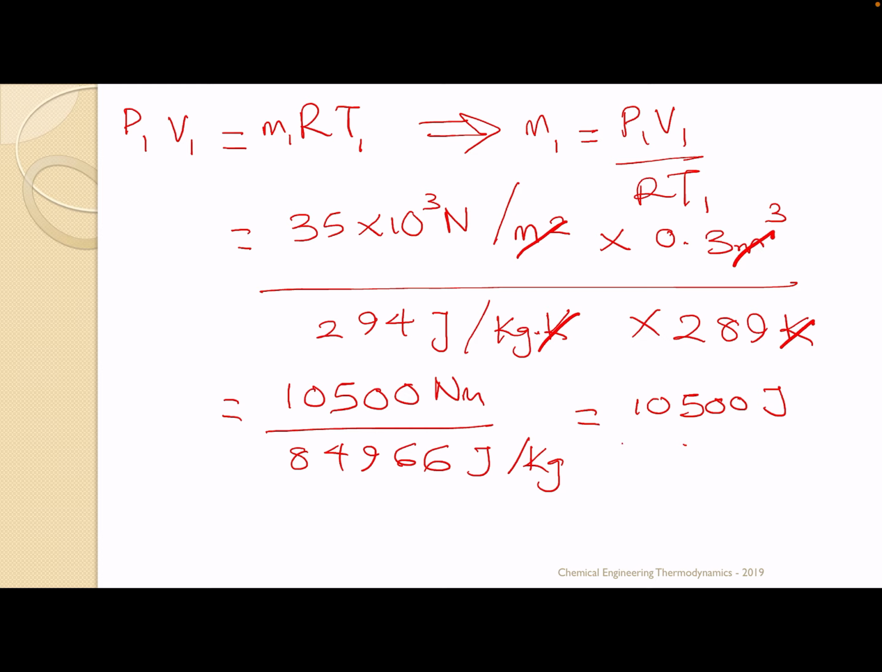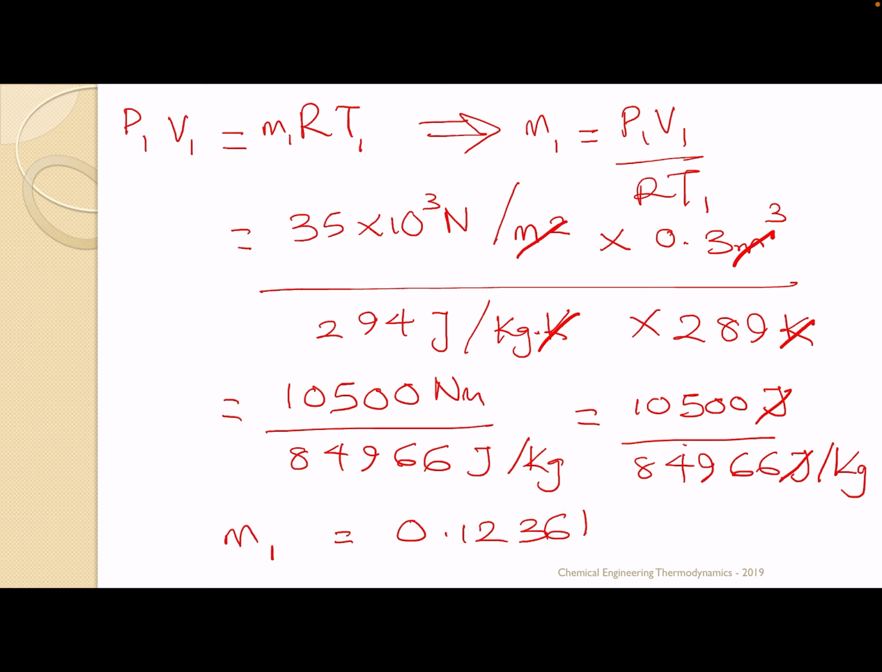So 84966 joules per kilogram, so that cuts that out, and then we are left with our kilogram value, which will then be M1. So take note of that, 0.1236 kilogram. So we have an M value.